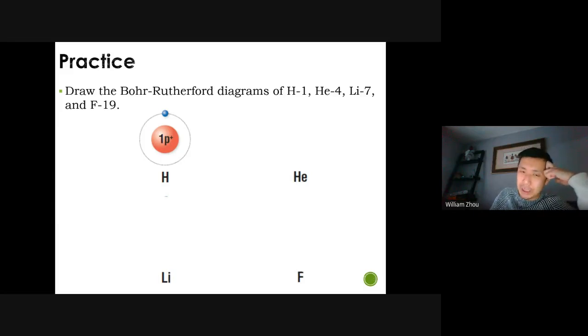Helium is the next one. The atomic number for helium, what is it? Into the chat, please.